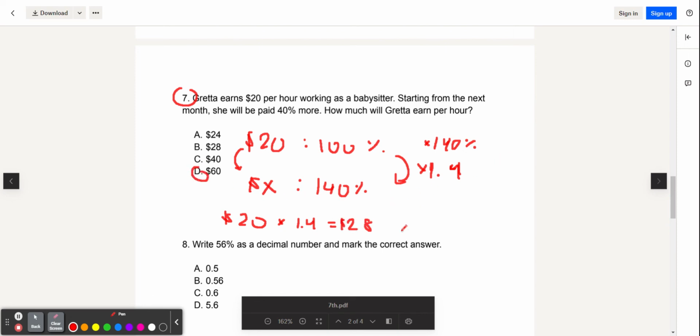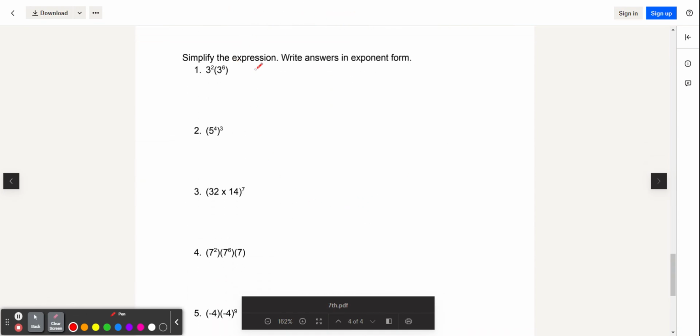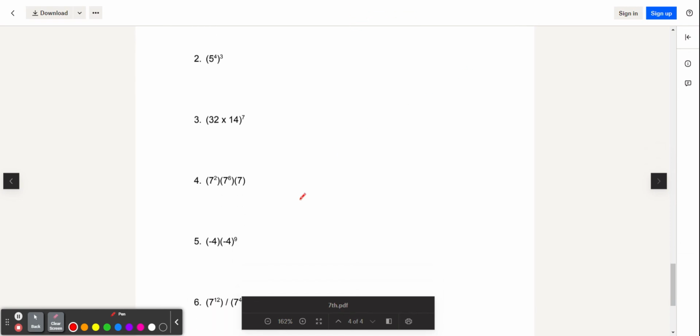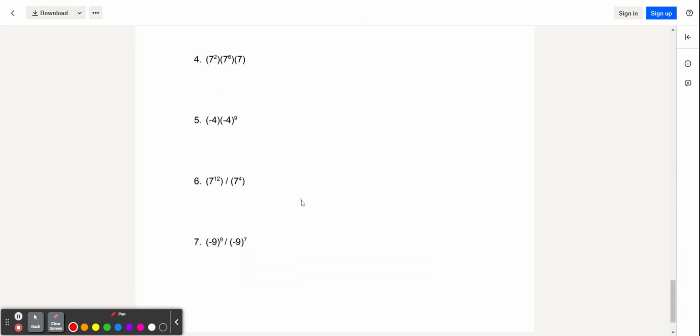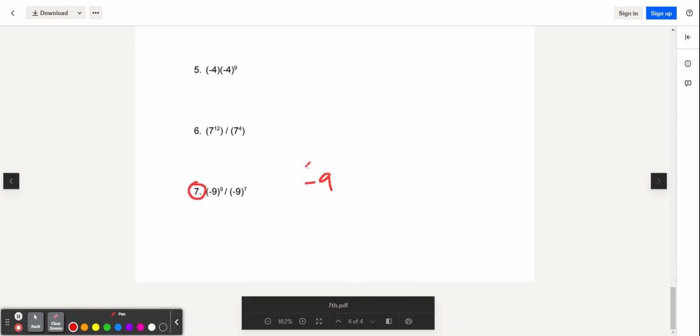Now let's check out a couple on this last page about simplifying expressions, writing the answers in exponent form. How about we do 7? Let me just write it out so that's easier to see. That is a 7.